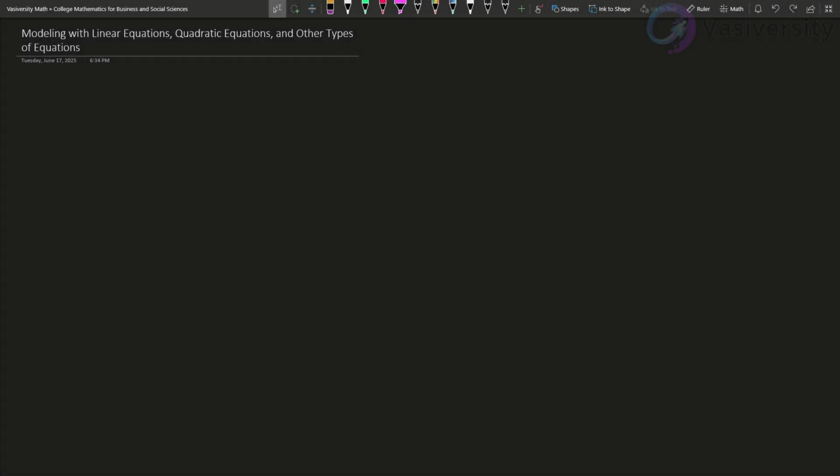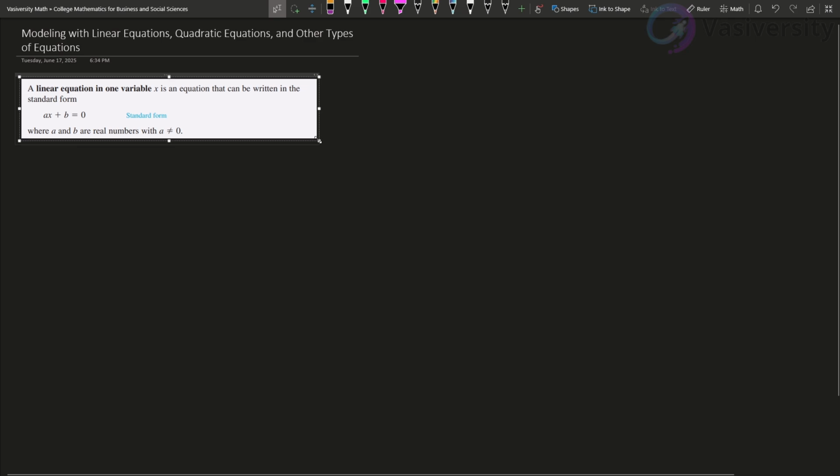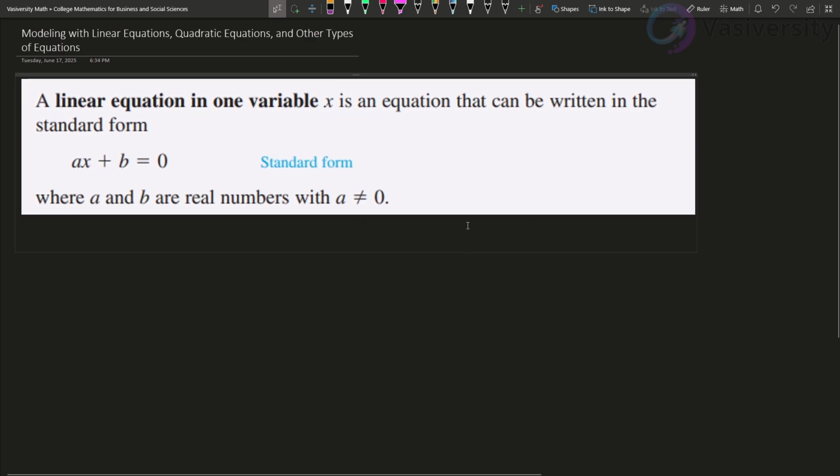Today we're going to be continuing with modeling with linear equations, quadratic equations, and other types of equations. Let's remember what a linear equation is. A linear equation in one variable x is an equation that can be written in the standard form ax plus b is equal to 0.